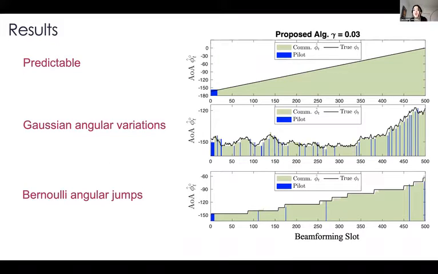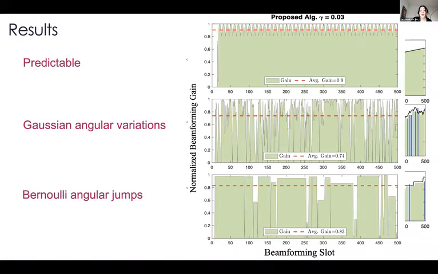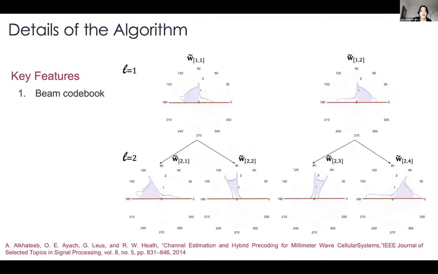So just to show you the result, when you do this sort of posterior evolution and dynamic variations of your beam as you go, you can revert to pilot signal very rarely. And you can take advantage of the stochastic model that you have for your mobility and try to track the angle of arrival much better. And more importantly, the normalized beamforming gain that you get on average is much higher.